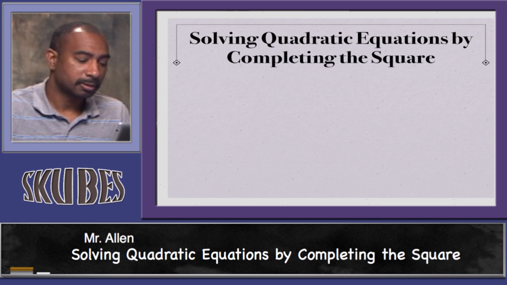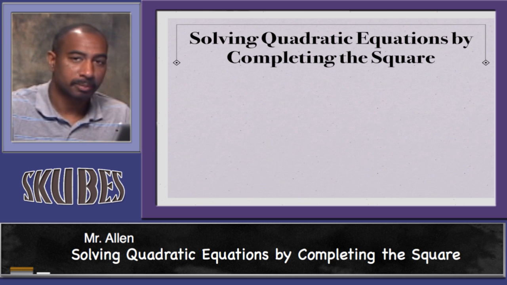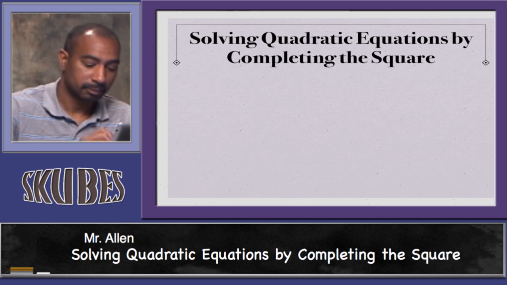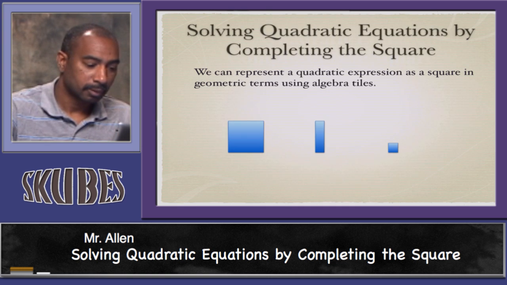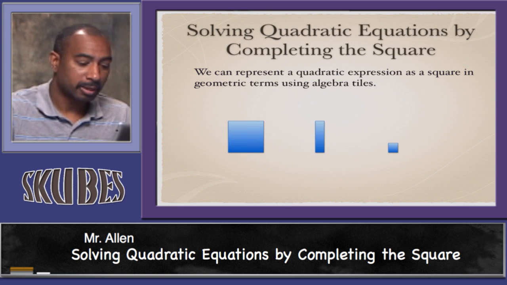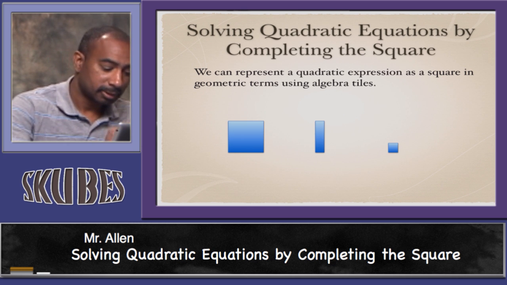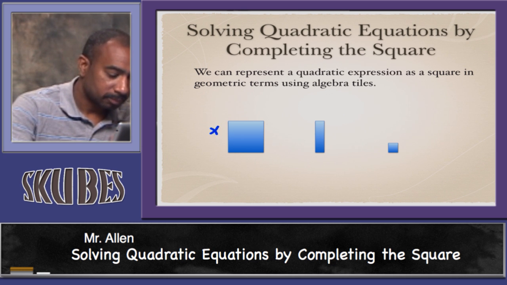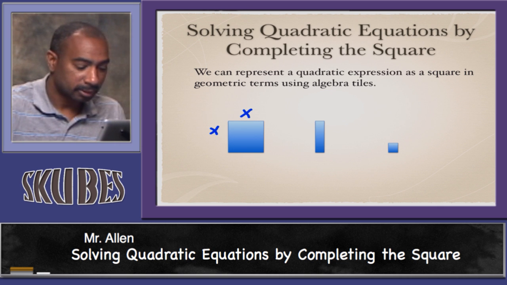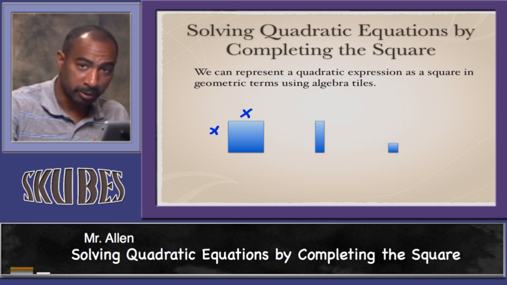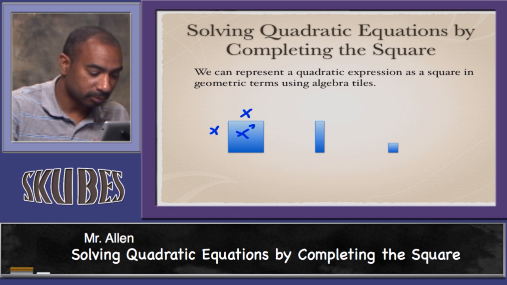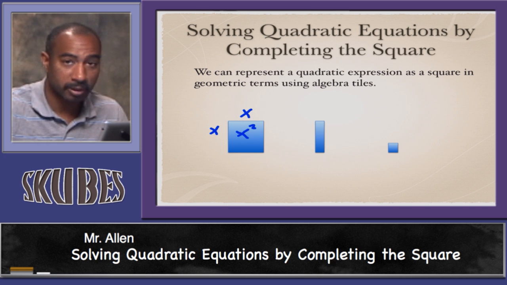Our today's lesson is on solving quadratic equations by completing the square. We can represent a quadratic expression as a square in geometric terms using algebra tiles. Let's say this is an x by x algebra tile. We know the area is length times width, so we have an area of x squared. So when we see a big square, that's going to represent x squared.